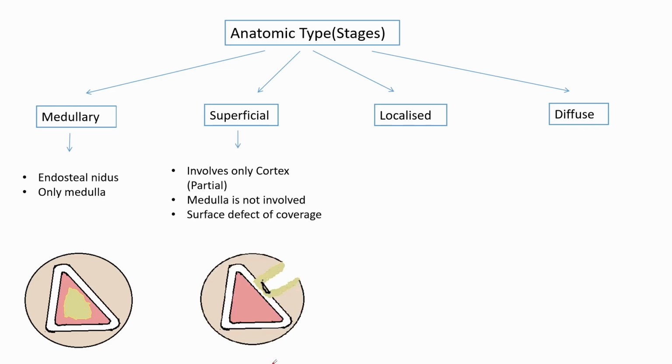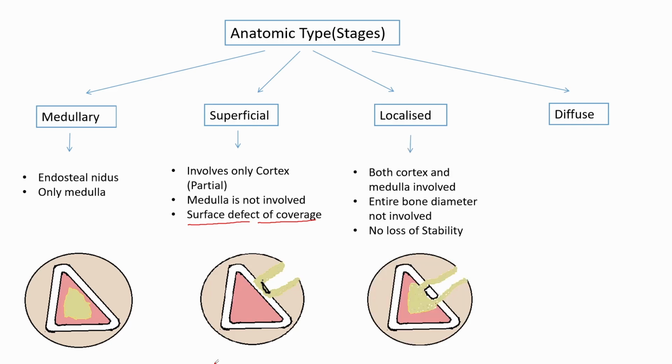The superficial type involves only the cortex and not the medulla, and the involvement of the cortex is partial. Also, these are usually secondary to a surface defect of coverage of the soft tissue. So this type during treatment will require some coverage of the soft tissue defect.